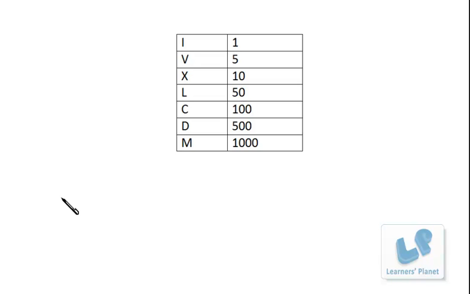Kids, we wrote the numbers from 1 to 10. Now we will write the numbers from 11 to 20. Now it's 11. 11 is 10 plus 1. That means 10 is X and 1 is I. So if I write I on the right side of X, the values of both of them will be added and the answer will be 11.